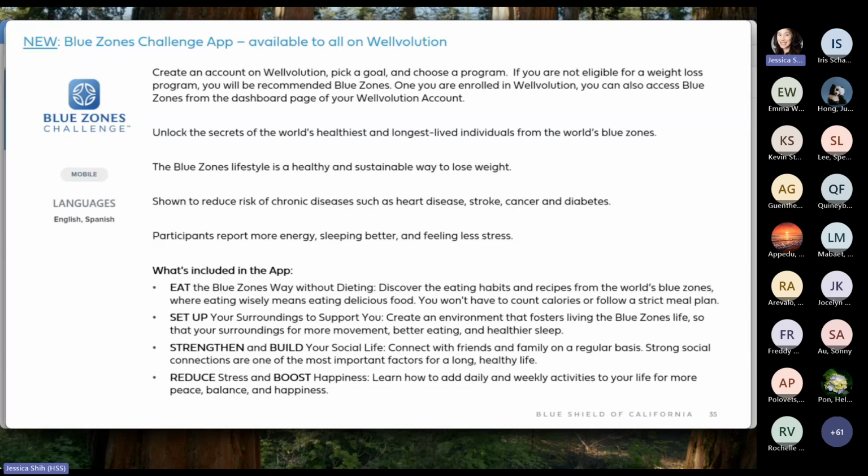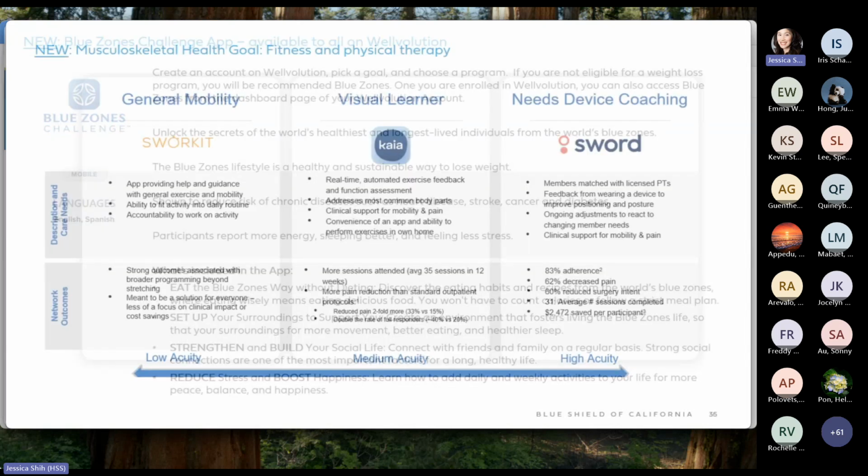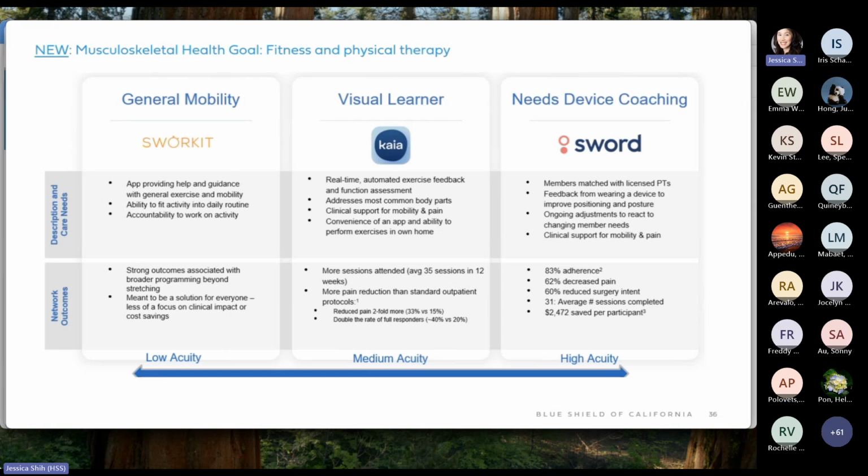Also new to Wellvolution is musculoskeletal health goal, fitness, and physical therapy. For low acuity, they offer general mobility via Sworkit. For medium acuity, it's a visual learner via Kia. And for high acuity, it's needs device coaching via Sword.